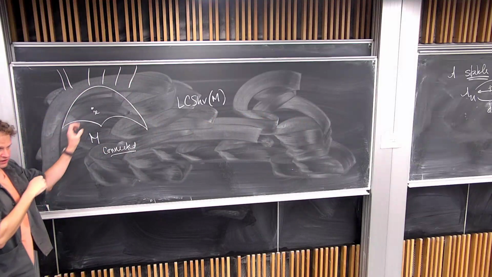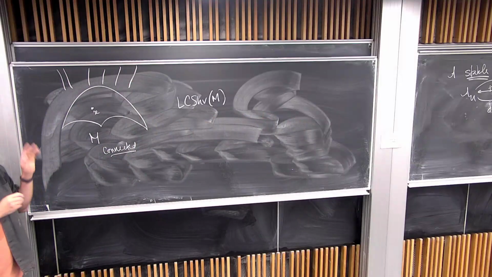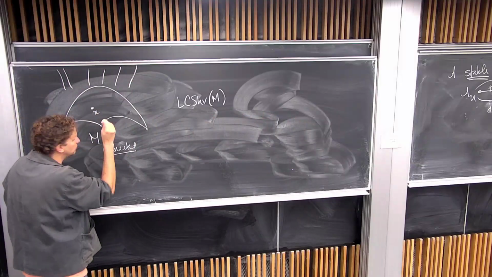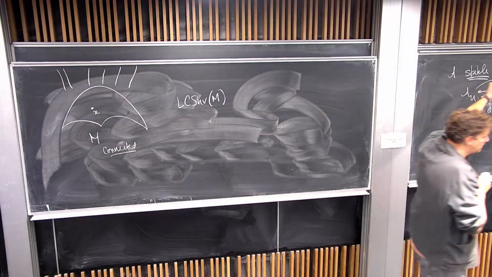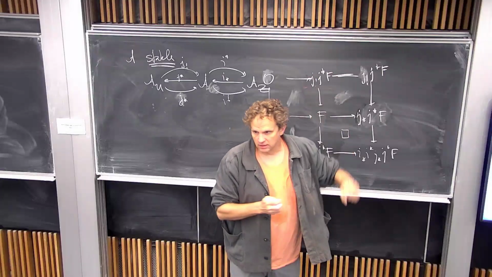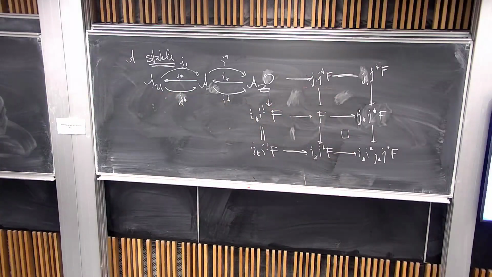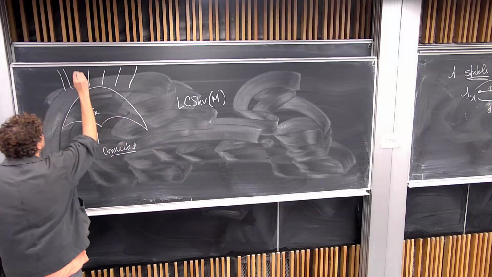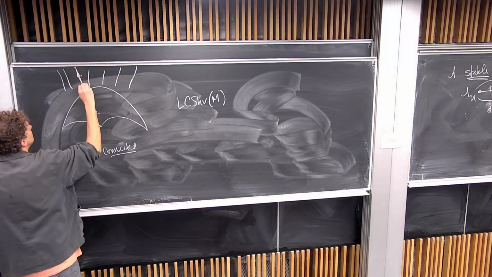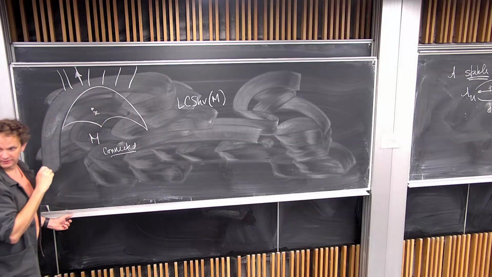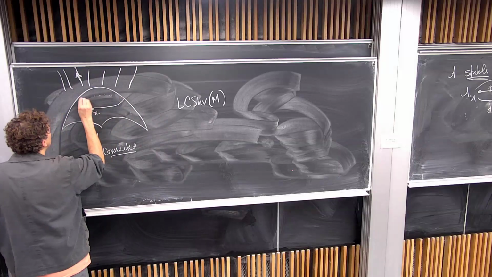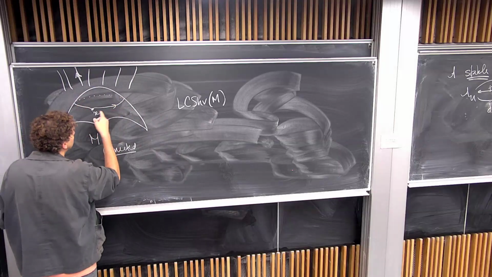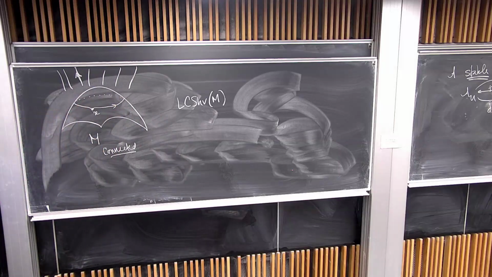And I'm going to start here at home, and I'm going to go for a drive, or a walk or whatever. But as I do this drive, I'm going to keep my arm out the window, and I'm going to hold in my hand a section of this sheaf. I'm going to keep in mind an element of the stalk over this point. And as I drive, I'm going to drive this way. And as I drive, I'm going to watch what happens to that stalk.